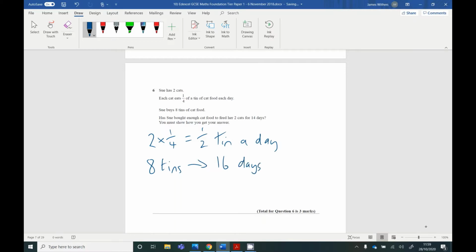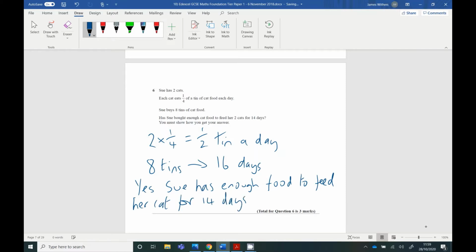So has Sue bought enough food to feed her cats for 14 days? So we can say, yes, Sue has enough food to feed her cats for 14 days, as she has enough for 16 days. Something like that.